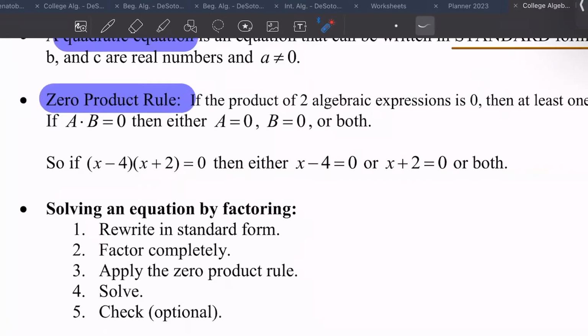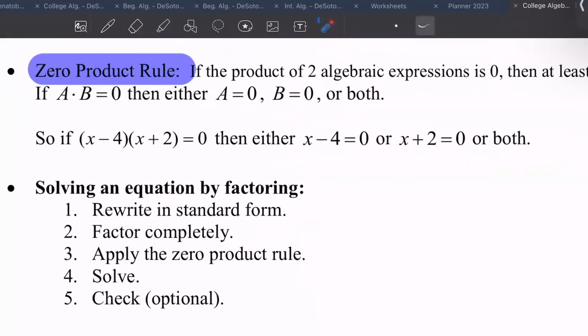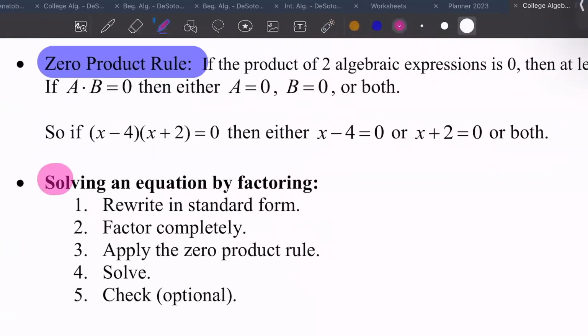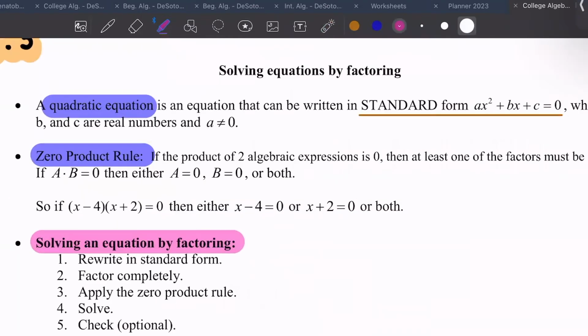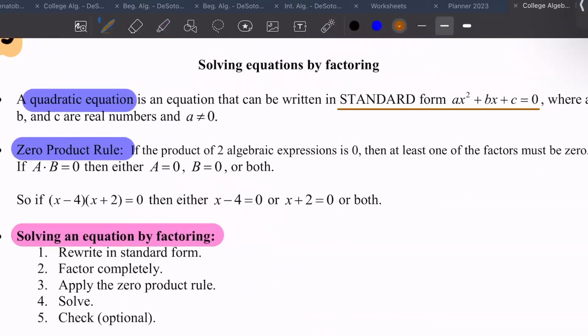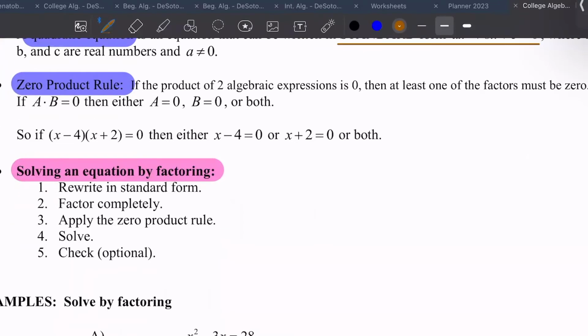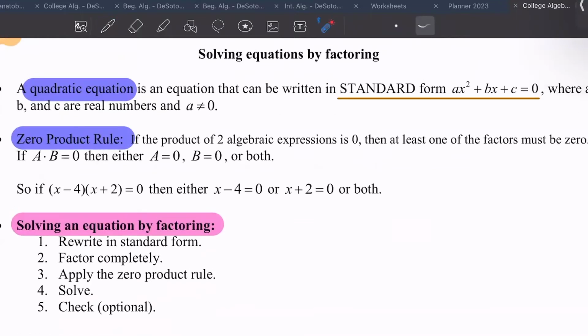Let's look at our steps for solving equations by factoring. We're going to rewrite in standard form. The orange underline is standard form: ax squared plus bx plus c equals 0. If it's not in standard form, like if your c were on the other side, you would need to move it over and make it equal to 0. Then you're going to factor completely. So you're going to factor this side of your equal sign, and you're going to get something that looks like this.